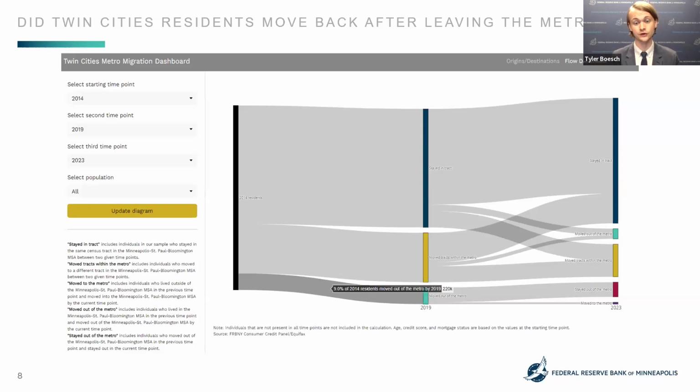Finally, for those who initially moved out of the metro, the vast majority stayed outside of the metropolitan area, whereas there is a small portion of those who did return to the metro by 2023. So this type of diagram is really unique to the panel feature that the CCP offers. Next slide, please.